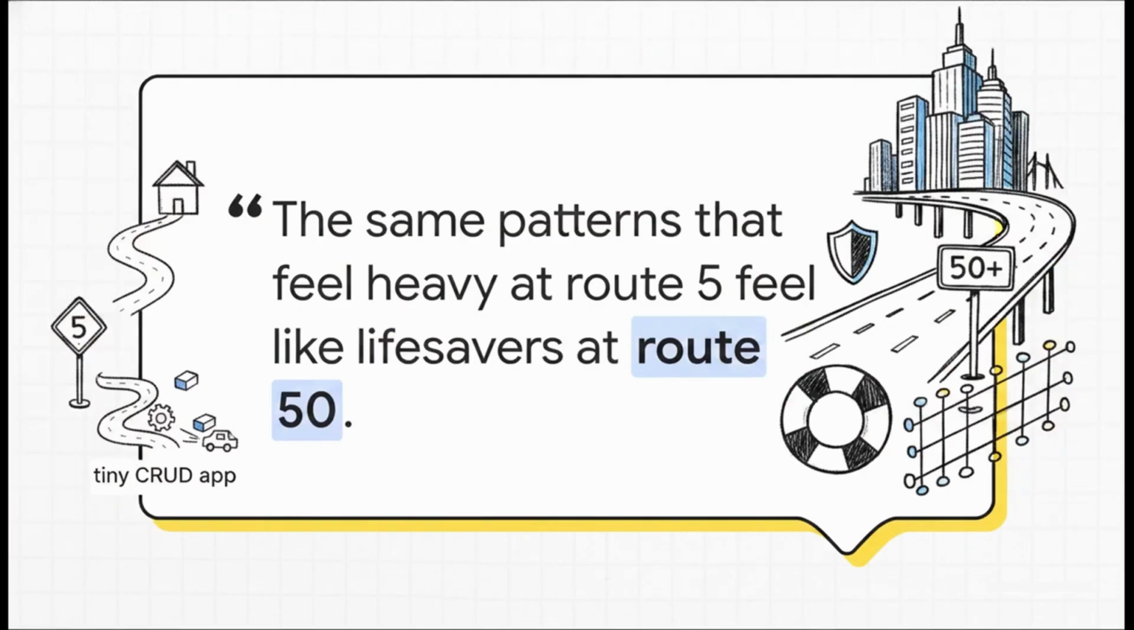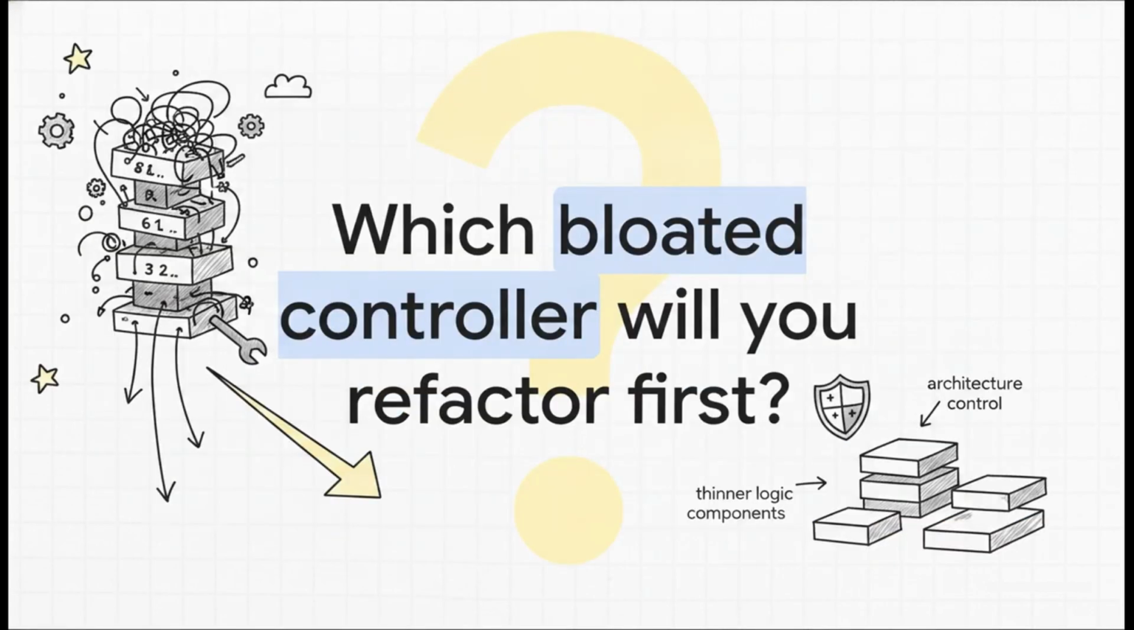Now you might be thinking, isn't this massive over-engineering for my tiny app? Remember this, the exact same patterns that feel super heavy at Route 5 will feel like absolute lifesavers at Route 50. Yes, for sure, it's a bit more ceremony up front, but this structure is exactly what will save your sanity as you grow.